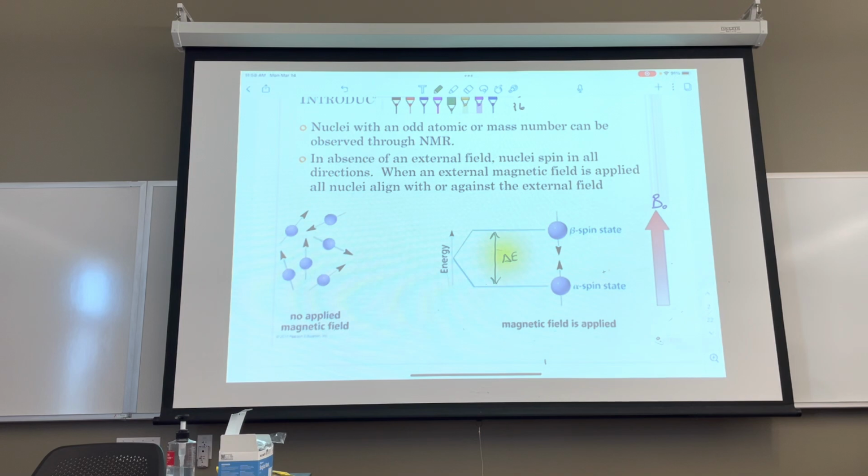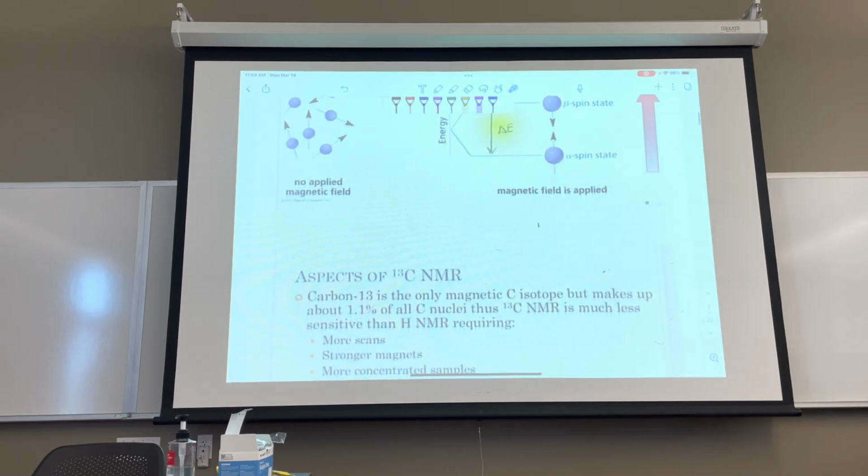Okay? And so what the instrument then does is it supplies a radio frequency pulse. And if that radio frequency pulse happens to exactly match this difference in energy, then it will induce a spin flip. And we say that those nuclei are in resonance. But not just any amount of energy will be absorbed. The amount of energy absorbed must perfectly match this energy gap between the alpha and beta spin states in order to be absorbed. Everything at the molecular level is quantized.